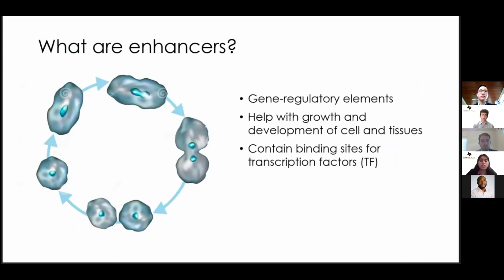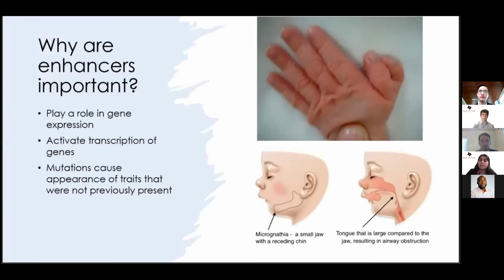Essentially, enhancers are gene regulatory elements that control the transcription of genes. They help with proper growth and development of cells and tissues, and they contain binding sites for transcription factors. So enhancers play an important role in gene expression. They activate transcription of genes, and mutations in these regions can cause an appearance of traits that are likely to participate in disease processes.